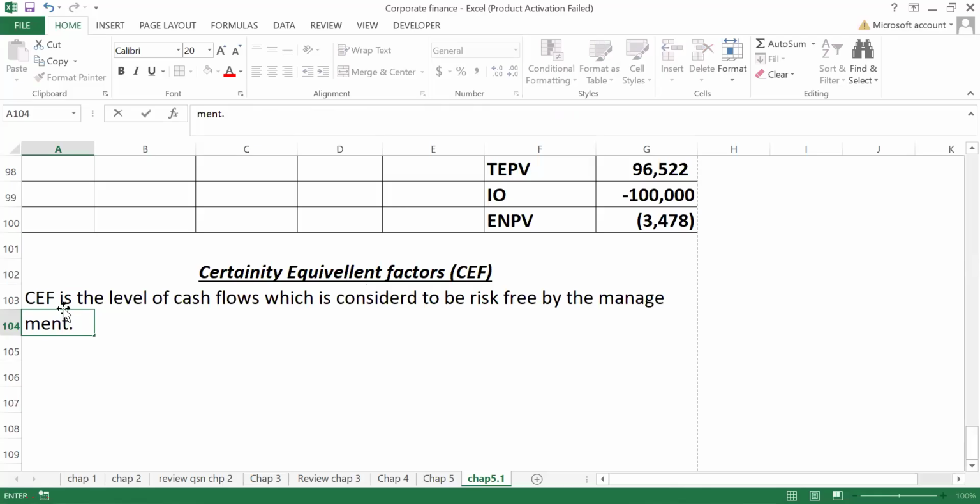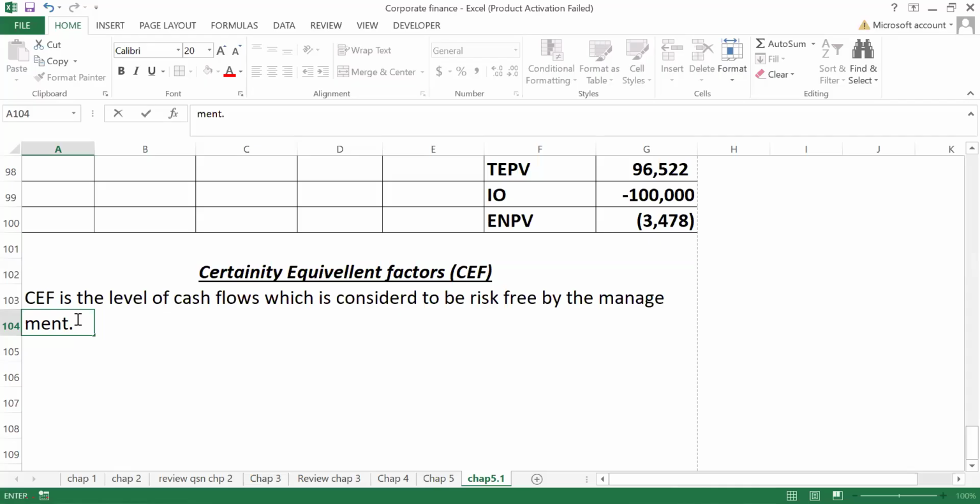So that's what we have as the certainty equivalent factor. The level of cash flows which you look at is the level of cash flow that I can accept. If the cash flows go below that, I can't take it. So the more you are going into the future, the more the risk, so the lower the level of the cash flows.